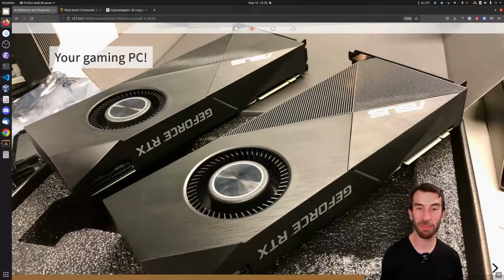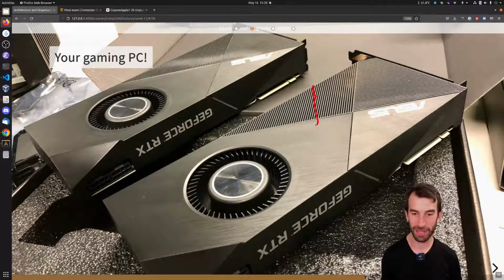Another amazing parallel computer of today, your gaming PC. If you have a GPU that looks like this, that thing has got a lot of cores. It is a parallel computing beast. So these are a couple of GeForce RTX 2080s. It was new GPU day in the lab some years ago. TI, I think.